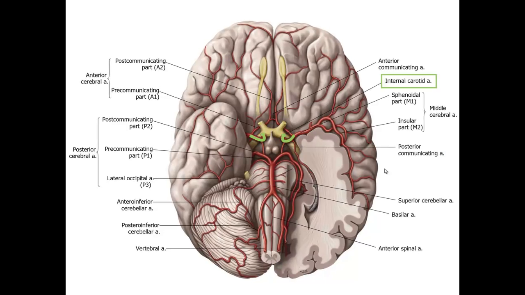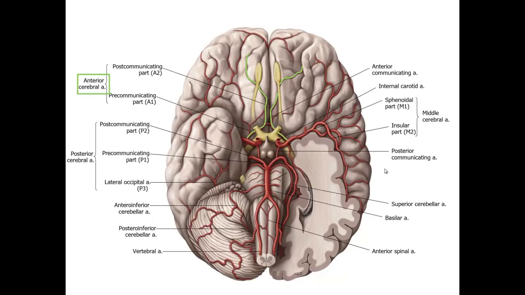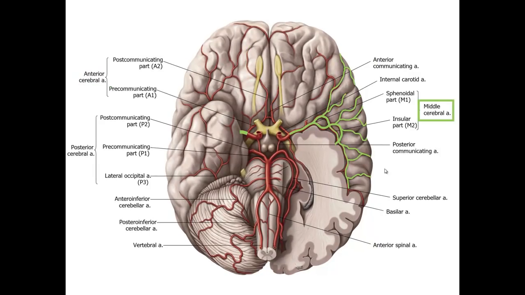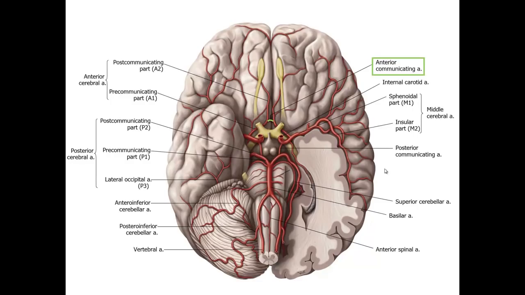So our internal carotid artery is our next one, and that is coming from inferior, and it's going to meet up with that posterior communicating artery and then continue laterally until it terminally bifurcates into our anterior cerebral artery and our middle cerebral artery. The last artery that we're going to look at is going to be the anterior communicating artery. The anterior communicating artery connects our two anterior cerebral arteries together. So just like our posterior communicating artery connected the posterior cerebral and the internal carotid arteries, anterior communicating connects our left and right anterior cerebral arteries.